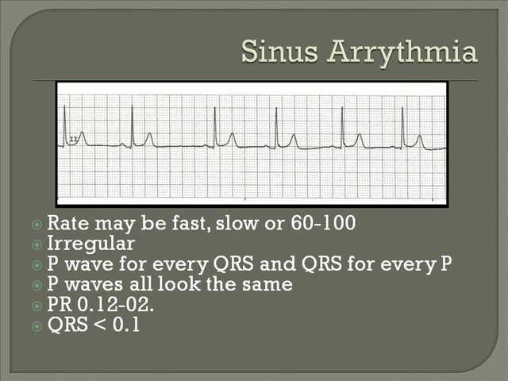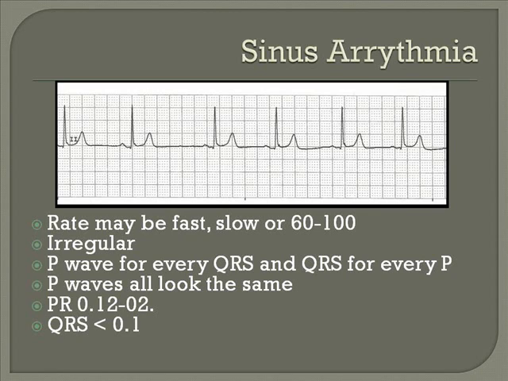This particular one is a rate of 60 beats a minute. It's irregular. The P waves are there and they all look the same, and the PR interval is still correct. The only problem is that since it's not regular, it tells us it's not a normal sinus rhythm. It's a sinus arrhythmia. So you can further define this. This one is just a sinus arrhythmia.